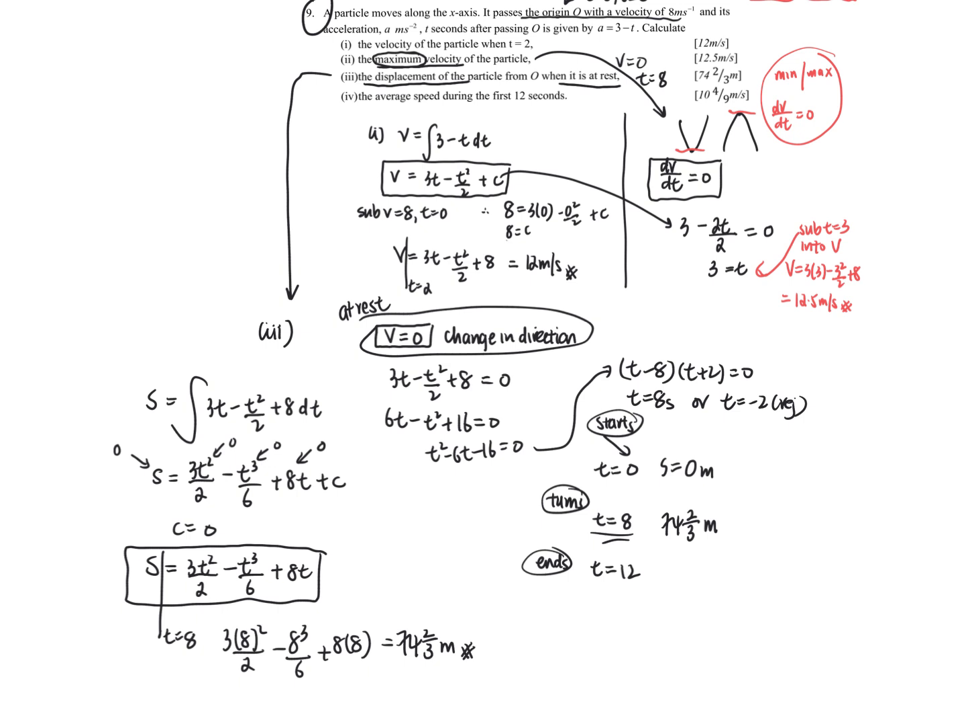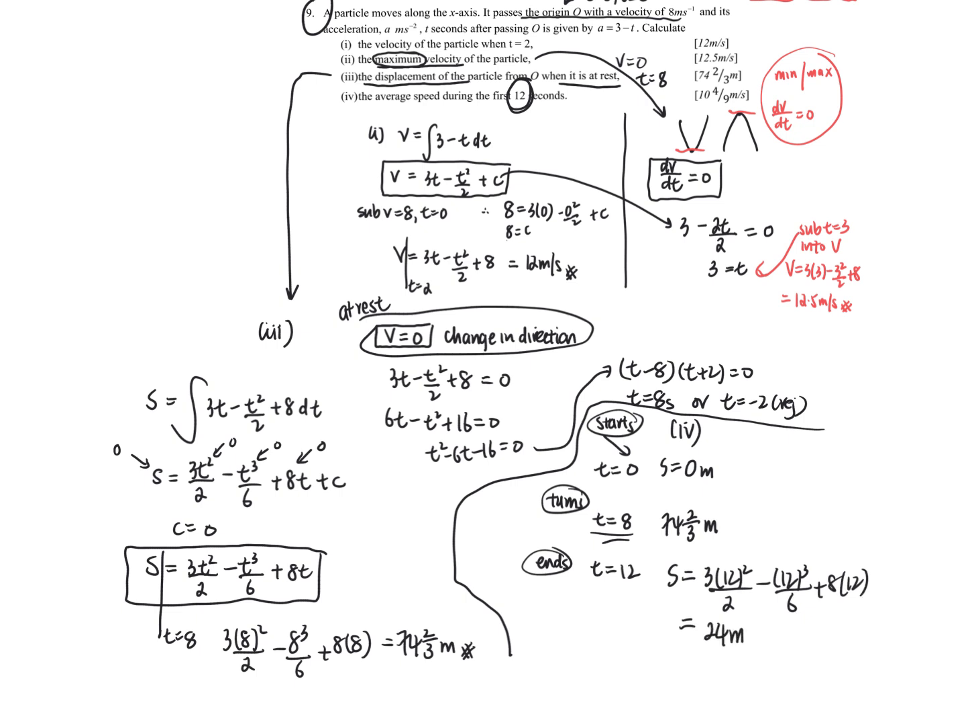Okay, the last thing you need to find for part 4 is the displacement when time is at 12 seconds, because the question wants you to find that first. 12 seconds. So let's sub in again. You will get 24 meters. Okay, so we check out.